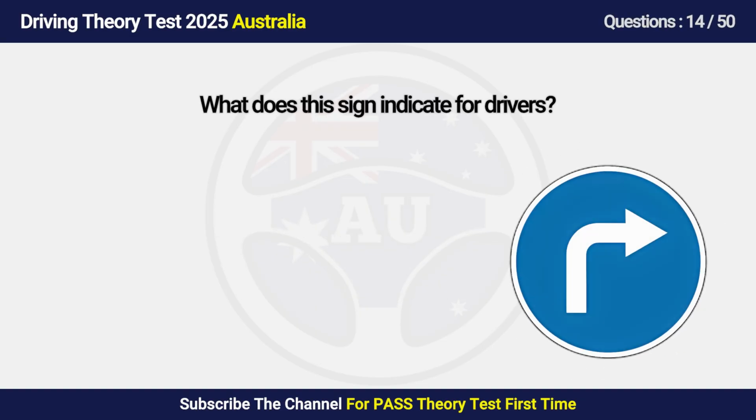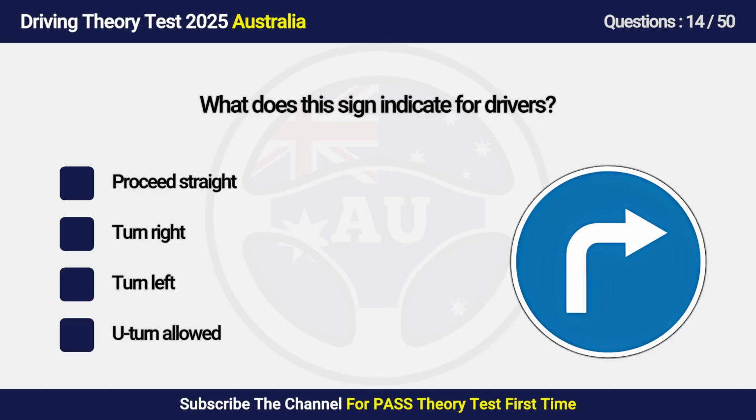Question 14. What does this sign indicate for drivers? A. Proceed straight. B. Turn right. C. Turn left. D. U-turn allowed.